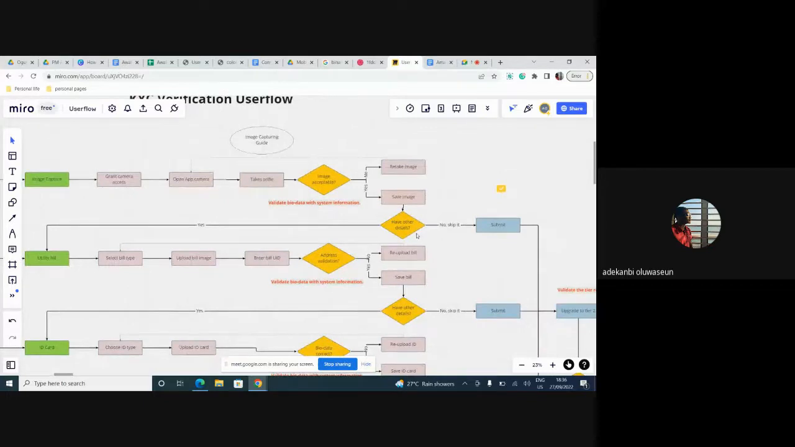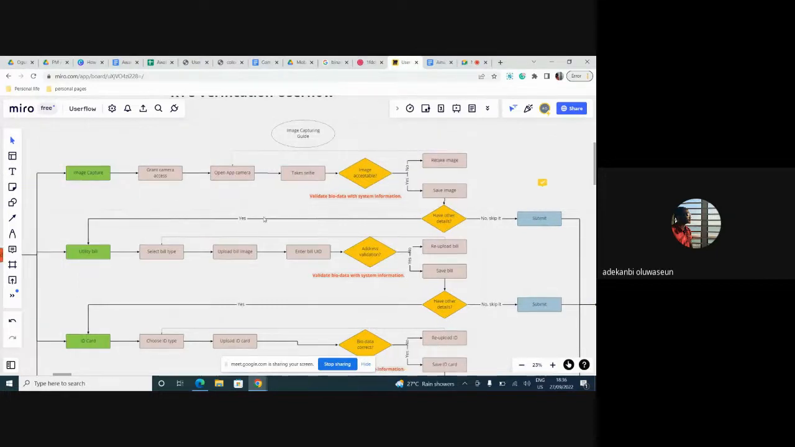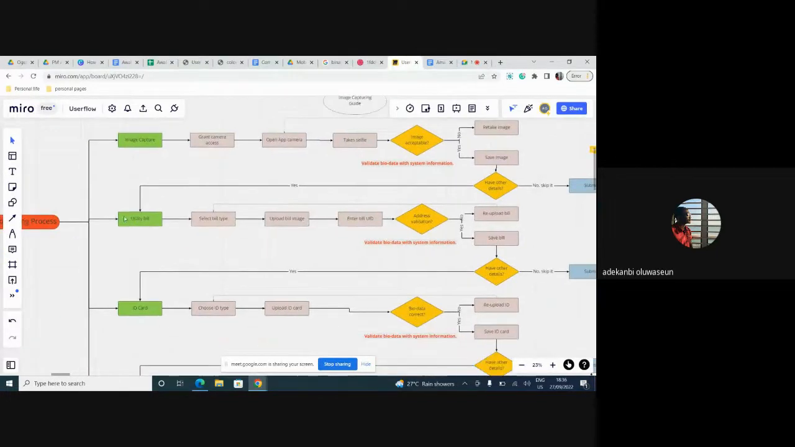I mentioned alternate parts. Now you can see here that it says, if they don't have other details, allow them to skip and allow them to submit, right? So that is allowing them to go ahead, even if they don't have other details. Now, if they have other details, the UX is telling the person, okay, go ahead and upload your utility bill, choose your utility type, upload the image, enter the bill ID, right?